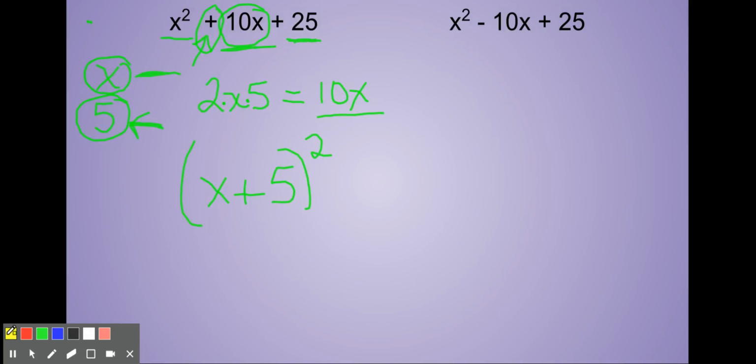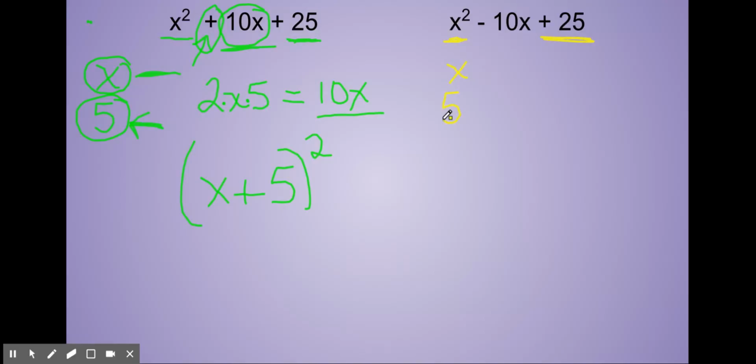Now let's look at a perfect square trinomial with a negative middle term. I go through the same steps. What is my first term? x squared. That happens to be a perfect square, so I'm going to write down the root of that, which is simply x. Then I go to my last term. Is that a perfect square? Yes, it is. So what's the root of that? 5. I wrote those down.